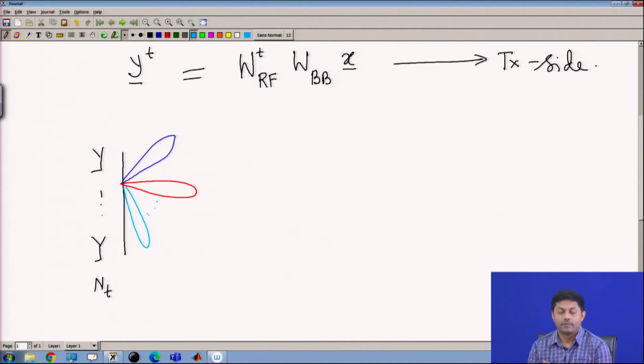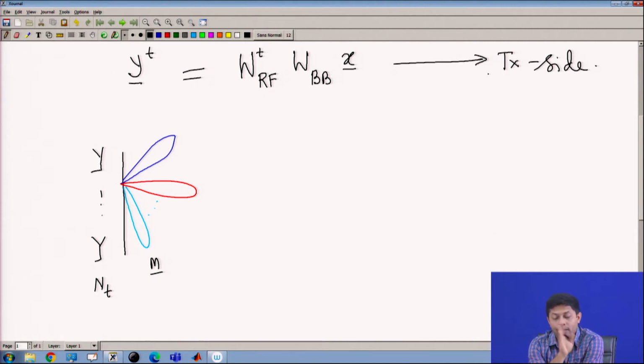If there are m number of data streams, that many number of beams will be created. We explained that in the last class. Now, it goes to the channel, and now I am at the receiver side. The data model written in the above equation is the one which will create exactly these particular beams.